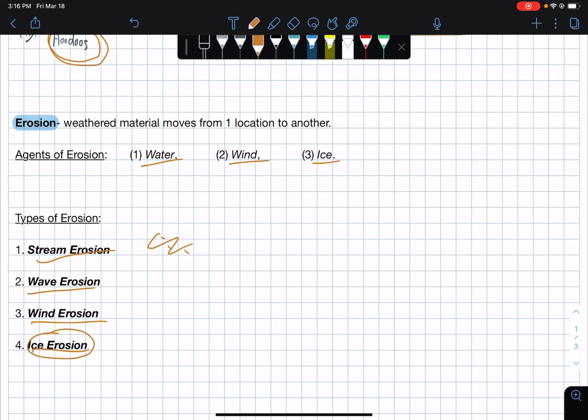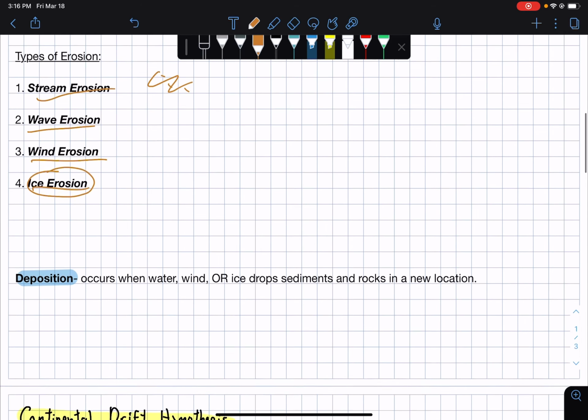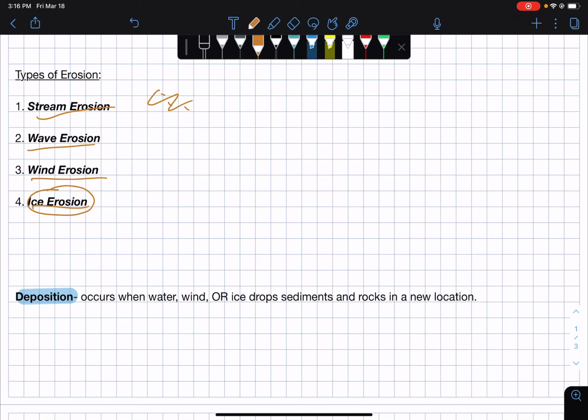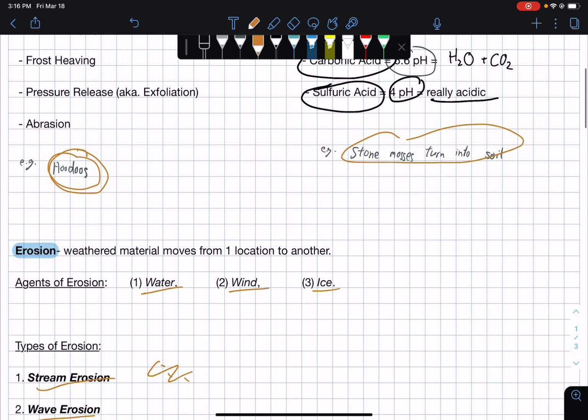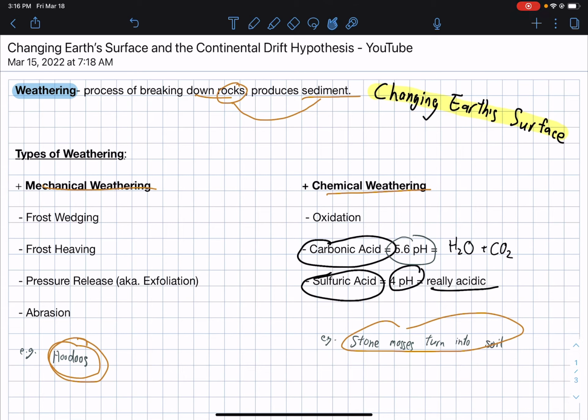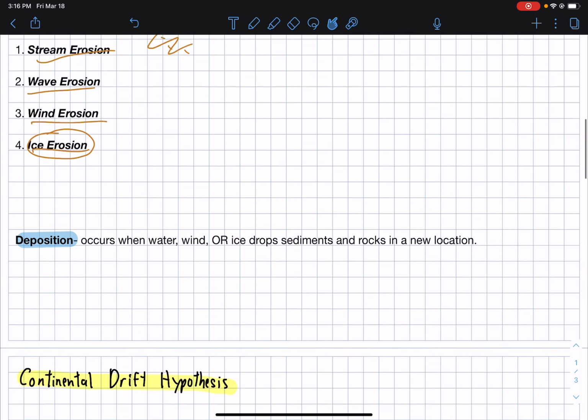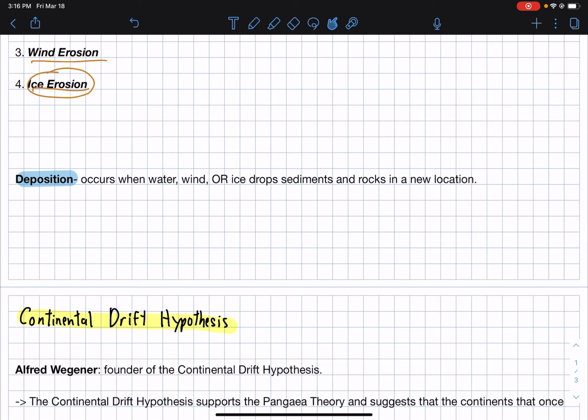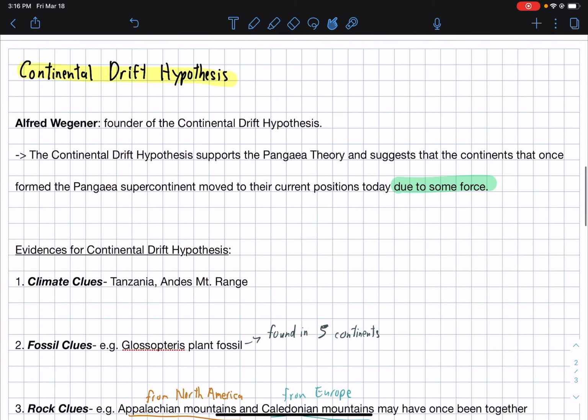So let's move on to deposition. This is the last process that occurs when water, wind, or ice drops sediments and rocks in a new location. So all in all, there are three processes in the changing of Earth's surface. We have weathering, erosion, and deposition. Now let's move on to the lesson about the continental drift hypothesis.